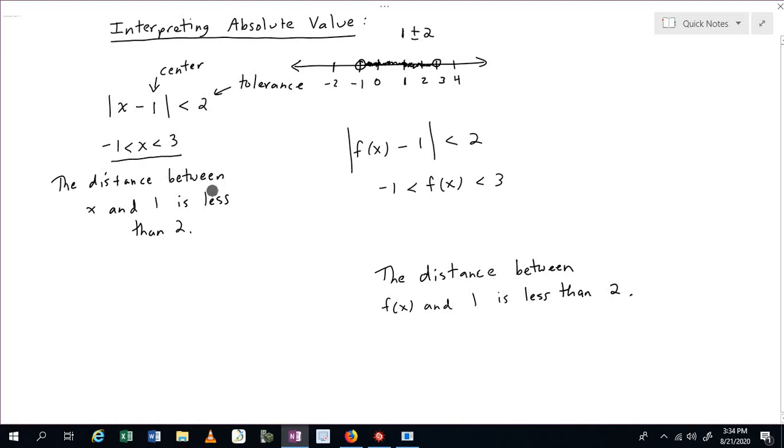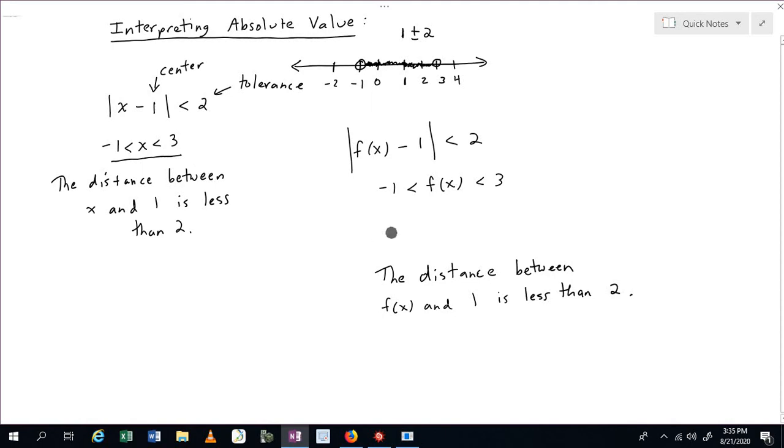Another interpretation is to think of it as distance. You could think of this as the distance between x and 1 must be less than 2. So whatever x value you pick, the distance between that x value and 1 must be less than 2 in order for it to satisfy this inequality. For example, if x was 2.9, the distance between 2.9 and 1 is 1.9, and that is less than 2. So the distance between this number and this number would have to be less than this number.